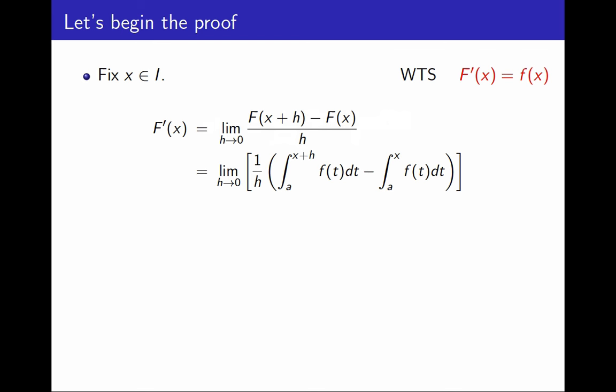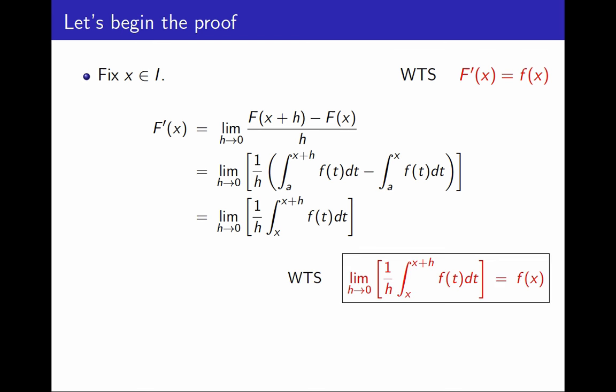And an expression like this is primed to use a common property of integrals. The integral from a to x plus h minus the integral from a to x is the integral from x to x plus h. The only thing I've done so far is use definitions, and I have concluded that this is an expression for the derivative of big F of x. So what I am trying to prove, what I want to show to conclude this proof, is that the limit as h approaches 0 of 1 over h times the integral from x to x plus h of little f is f of x. That's my objective.